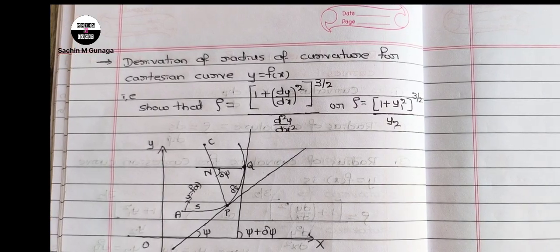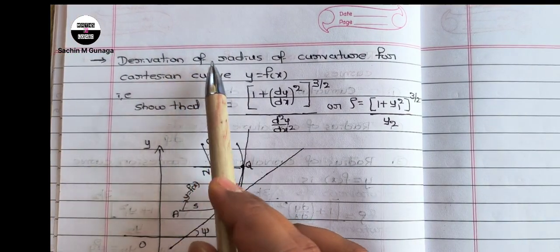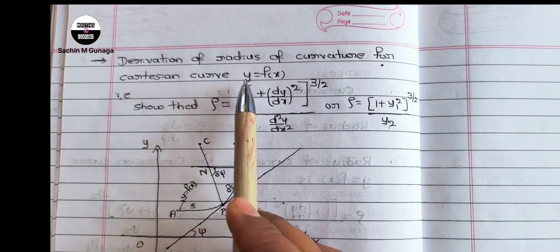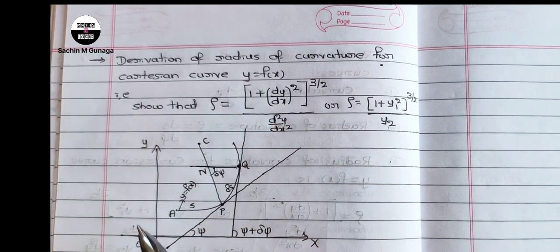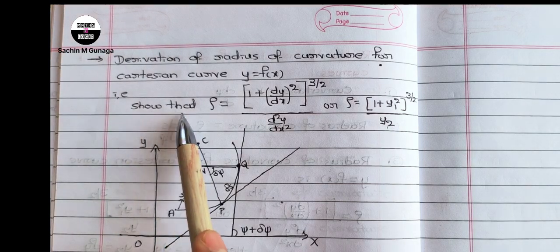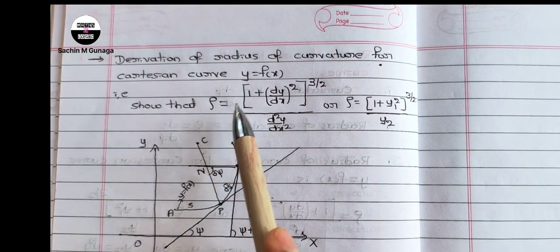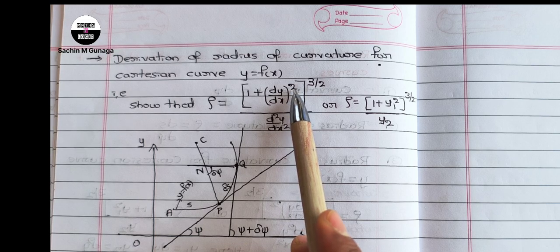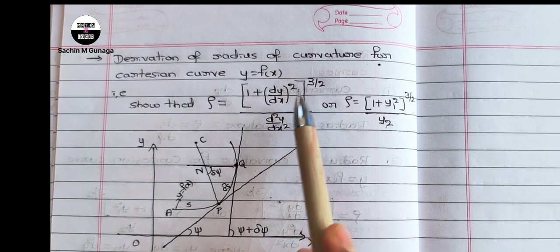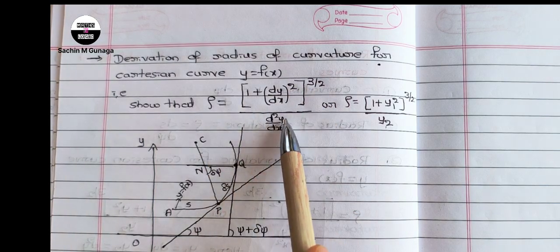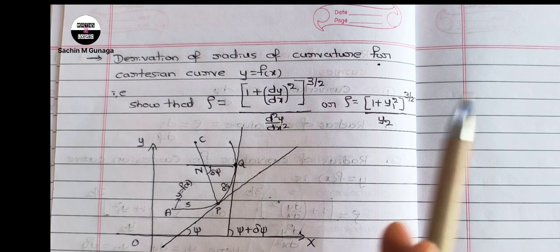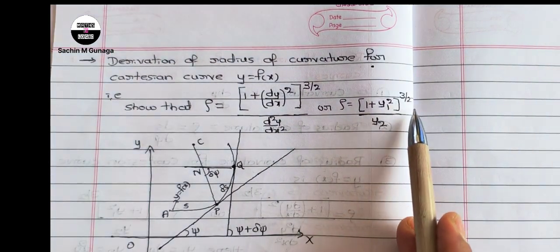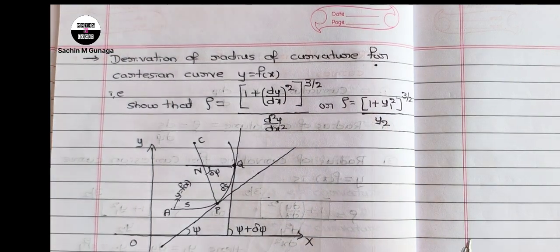Hello everyone, in this video we will see the derivation of radius of curvature for Cartesian curve y equals f of x. That is, show that rho is equal to (1 plus (dy/dx) whole square) raised to 3/2 divided by d square y by dx square. Otherwise, rho is equal to (1 plus y1 square) raised to 3 by 2 divided by y2.